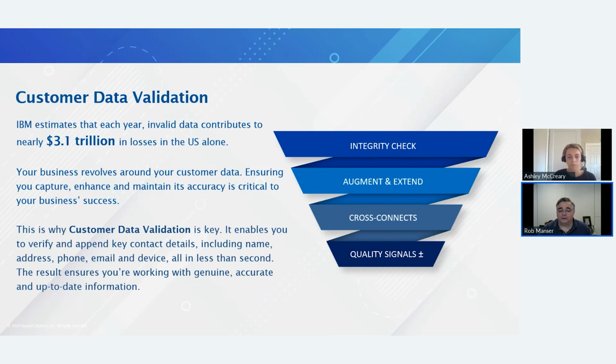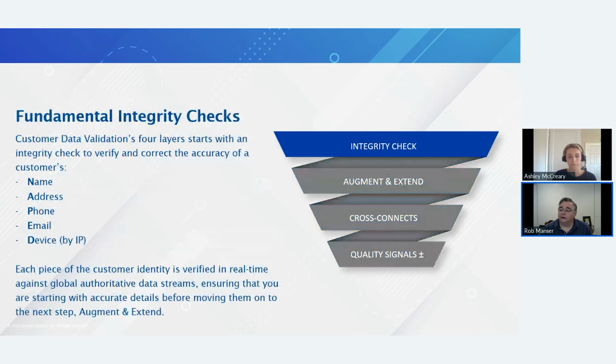We approach customer data validation in 4 layers: the integrity check, we then augment and extend that data, we cross-check it, and then we provide quality signals. All of this happens in less than a second, but let's take a look at each one in a little more detail. Fundamental integrity check. Basically what this means is, is the data they provide accurate? In the customer data validation's 4 layers, what we're looking at here, depending on what's provided, is the accuracy of the customer's name, address, phone, email, and device. And by device, we mean their IP address and some of the data points that are associated with the IP and the device. Each piece of the customer identity is verified in real time against global authoritative data streams.